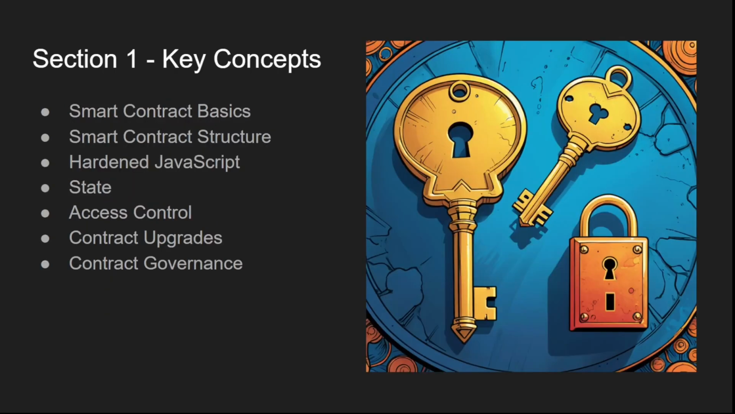In this first section, we're going to focus on key concepts related to Agoric's smart contract framework. We'll explore the basics of smart contracts, where we'll define what they are, why they're important, and how they function within the blockchain ecosystem. Next, we'll move on to the structure of smart contracts, breaking down essential components and explaining how they're organized and executed.